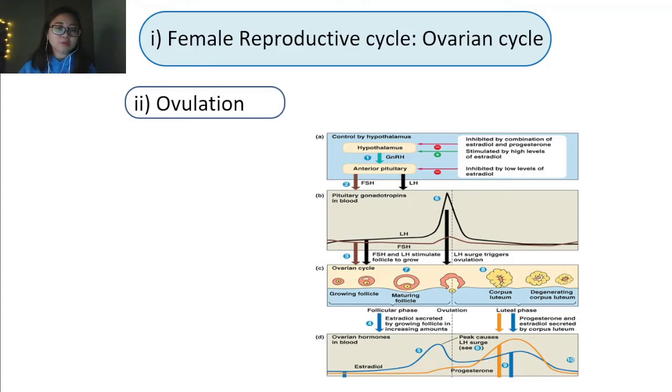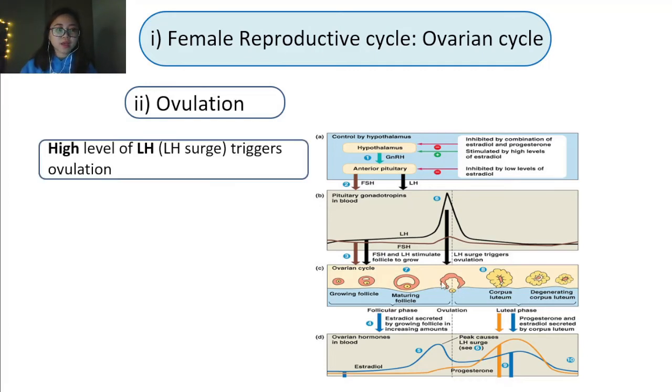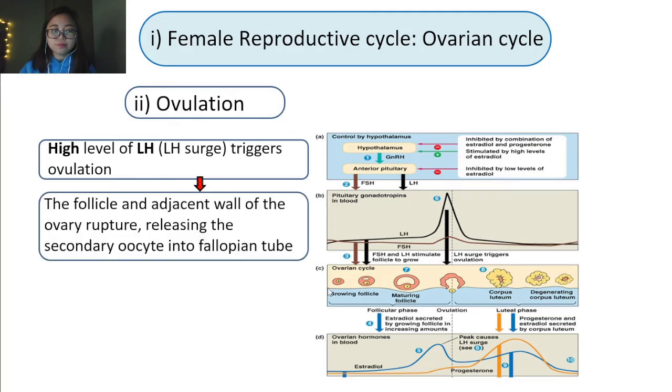Now the follicles are mature enough. We will move on to the second phase of the ovarian cycle called ovulation. Bila follicle cukup matang, masa untuk keluarkan secondary oocyte. So this very high level of LH, also called an LH surge, will trigger ovulation. Bila LH semakin menaik secara mendadak, dia akan menyebabkan ovulation. The follicle and the adjacent wall of the ovary will rupture, releasing the secondary oocyte into the fallopian tube.